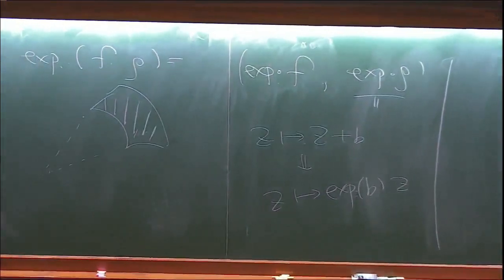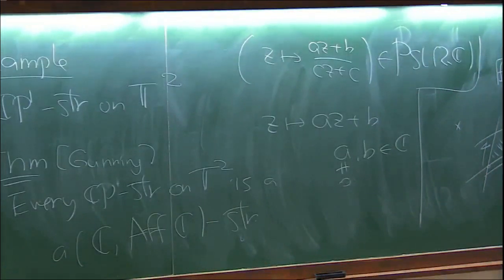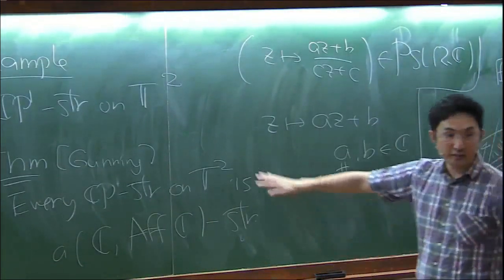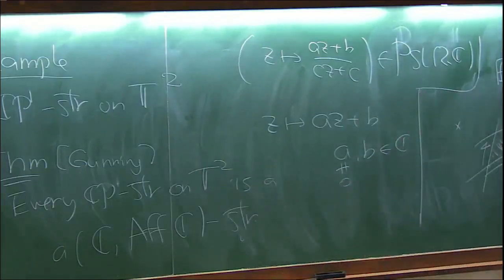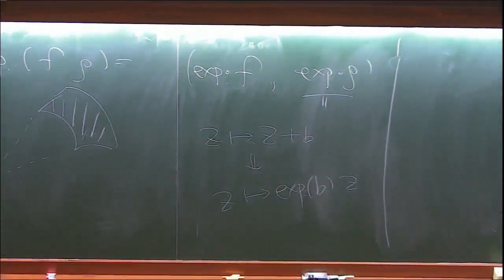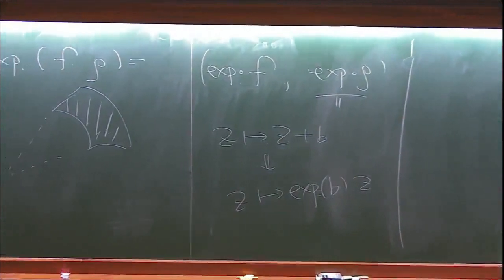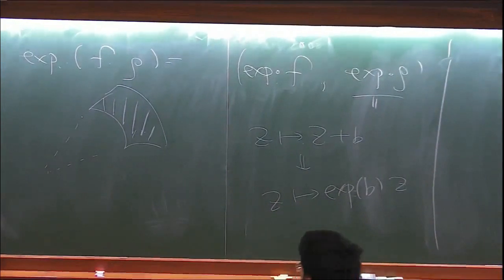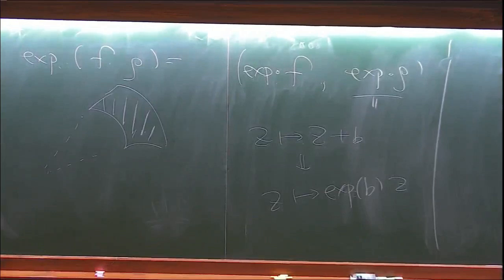And actually, the theorem of Gunning tells that those two are the only examples of CP1 structures on the torus. For the torus case, it's quite simple, although there's something to prove. And the holonomy representations of this kind are elementary representations.